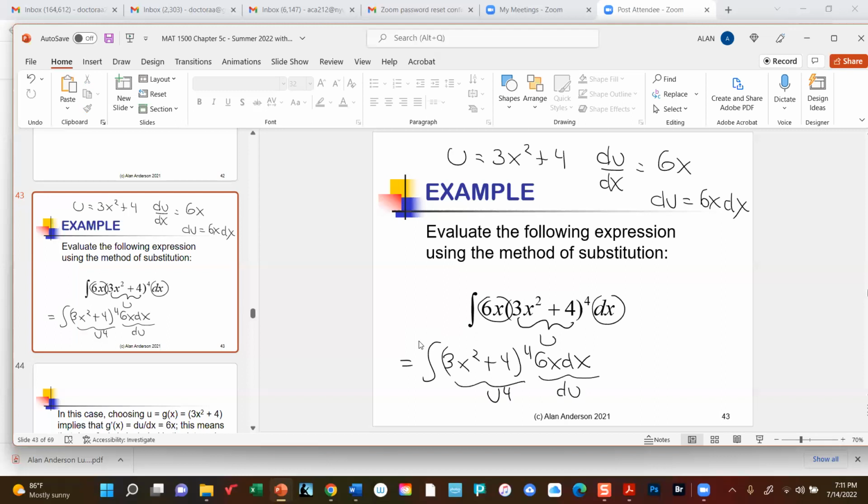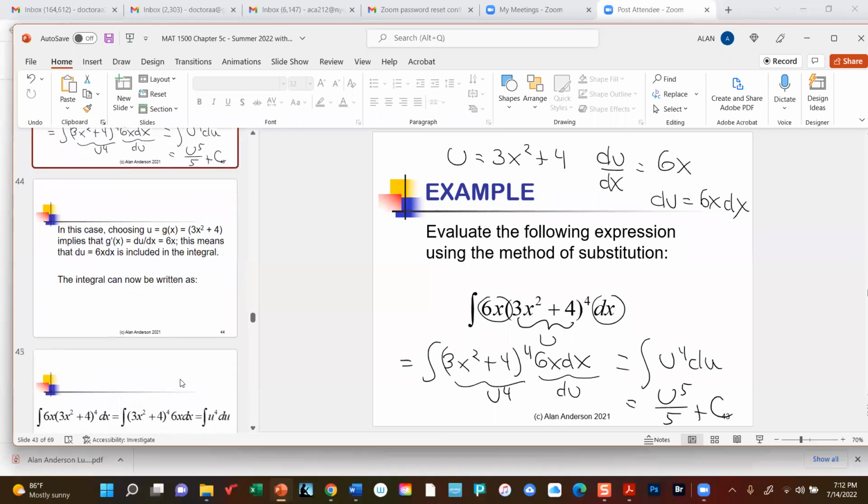So you end up with u to the fourth du. And of course, we've already seen that the power rule is easy to apply in a case like this. When we're done, we're going to wind up with u to the fifth over 5 plus c. And now all you have to do is replace the u with 3x squared plus 4, which we'll do in the next slide.